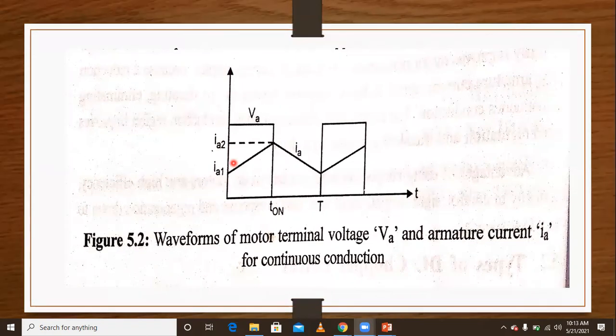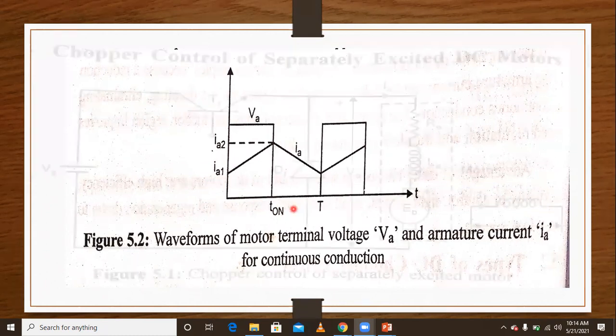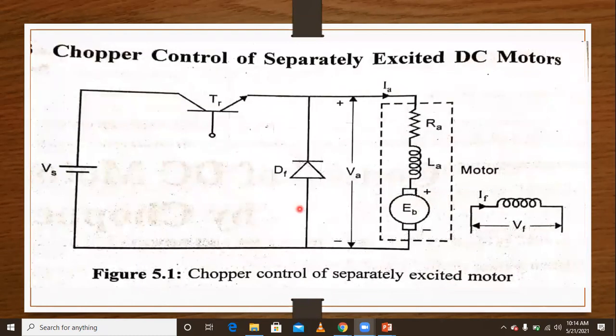That type of relation is already studied in power electronics. Here delta I, the change in current, is called the ripple current, and it is inversely proportional to the chopping frequency. Higher frequency means lower ripple current. By this, switching losses increase. Discontinuous conduction is avoided in this case for higher chopping frequency.